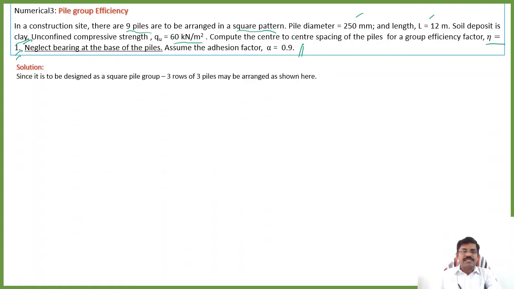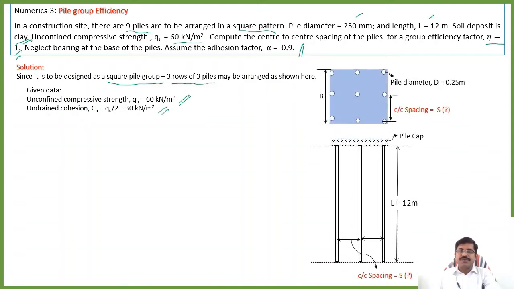Since it is given as a square pile group, we can arrange 3 rows of 3 piles. The given data are the unconfined compressive strength of the soil, and half of that will give you the undrained cohesion, that is Cu. This schematic shows you the given numerical. In any numerical of this type, you have to have a schematic representing all the details. You can see here the pile spacing, which is not given in the question and has to be calculated. The side of the square pile arrangement is capital B, and this side is also capital B. So this is the expression related to that.